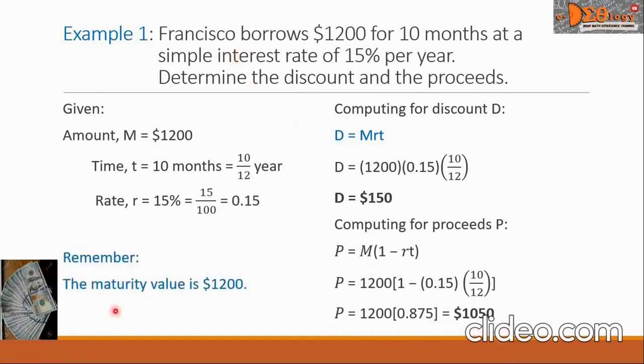Remember, the maturity value of the loan is the 1,200. And that is the same value of the amount M. This is our final answer.